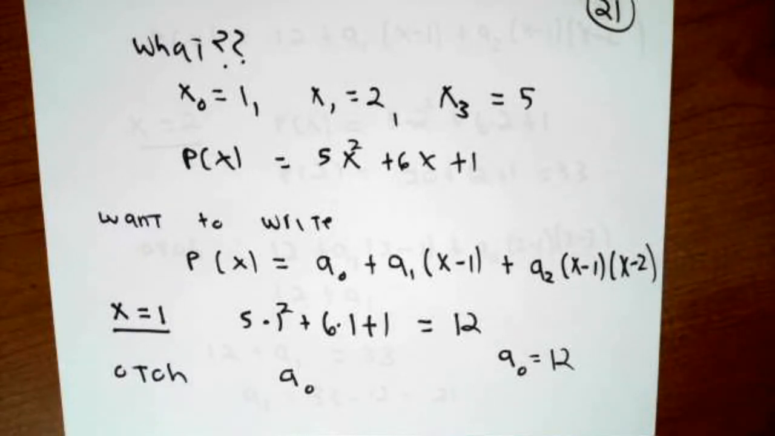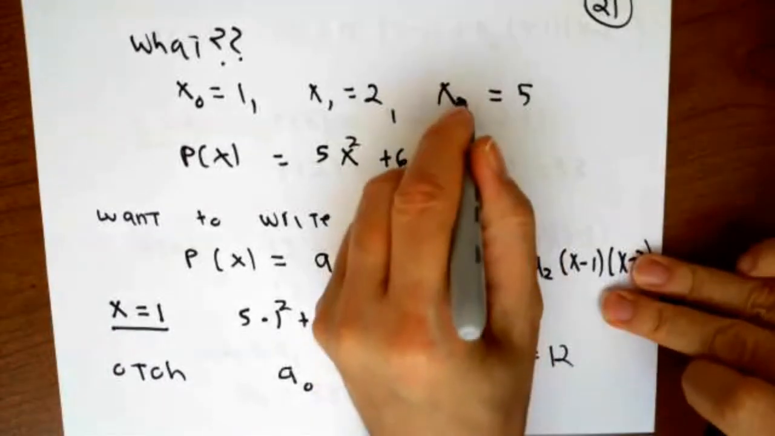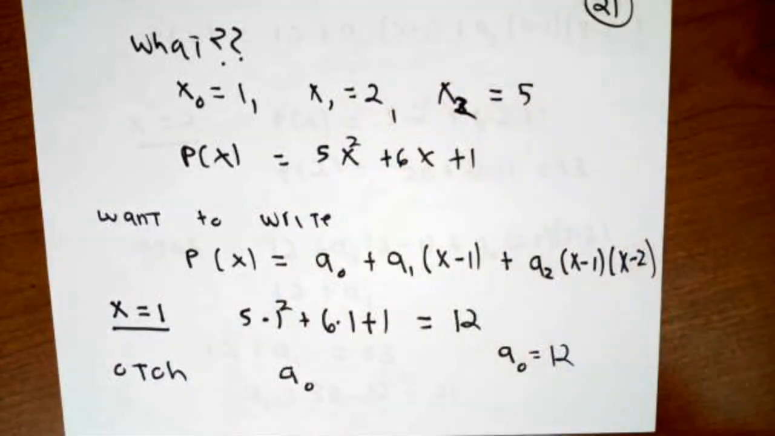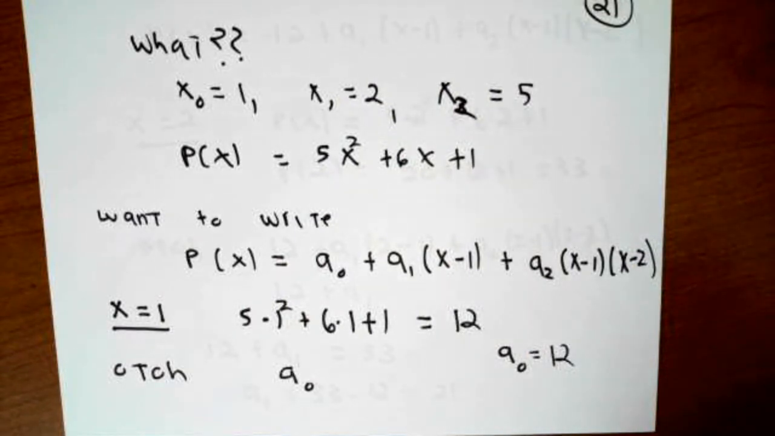The easiest thing to do is to make up an example. And this should have been x2. It doesn't affect the calculation though. I'm going to have x values 1, 2, and 5. My polynomial is 5x squared plus 6x plus 1.